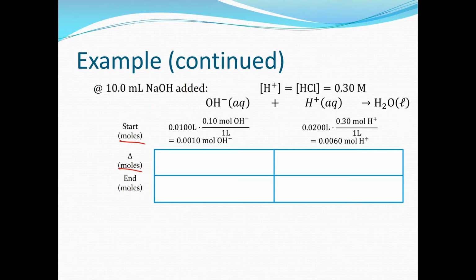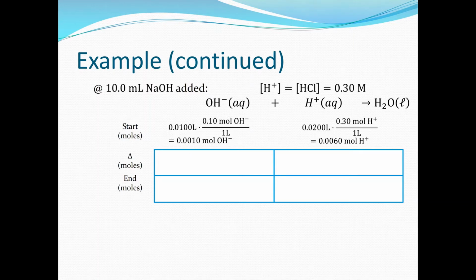Now notice this reaction table is in number of moles. Okay, we're not doing a concentration table because we're adding different volumes together, right? So we've got 10 milliliters of the sodium hydroxide solution. We started with 20 milliliters of my hydrochloric acid solution. So I can't simply do this in a molarity kind of way. I have to do this in number of moles. And so for each of these two reactants, I'm going to figure out how many moles of that thing I have. So I have 10 milliliters of sodium hydroxide solution, so that's 0.0100 liters. I know its concentration is 0.10 molar, so it's 0.10 moles of hydroxide for 1 liter of solution. Calculate that through, and I get 0.0010 moles of hydroxide.